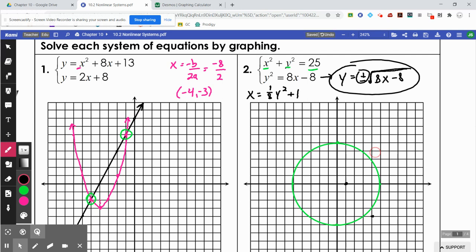And I actually graphed those in the wrong place. Those should be graphed right here and right here. And those are going to be my intersection points. Here's going to be my parabola.